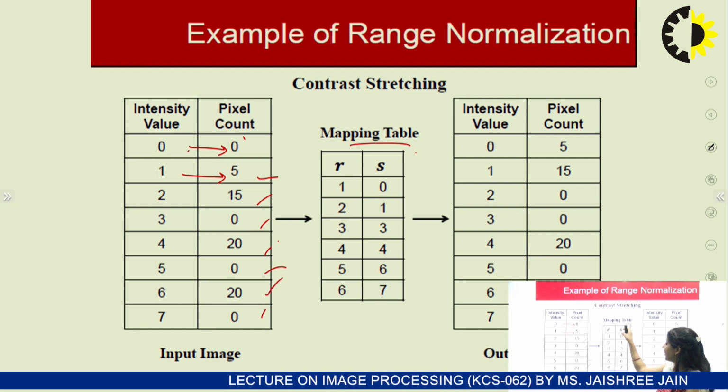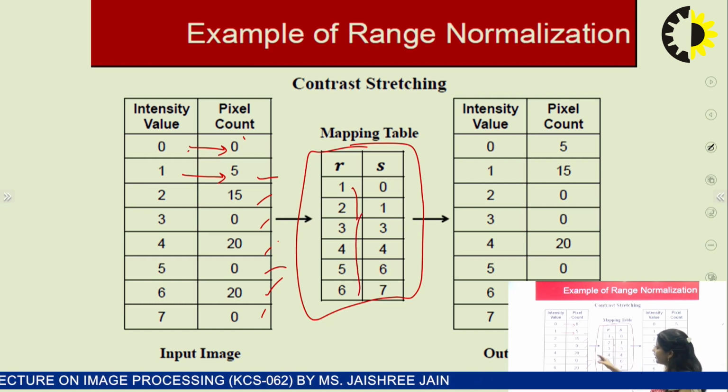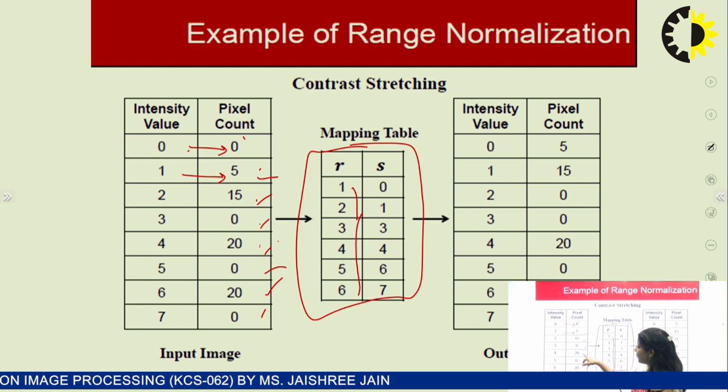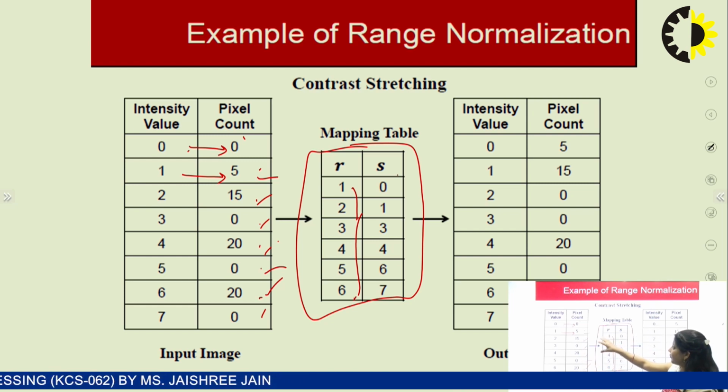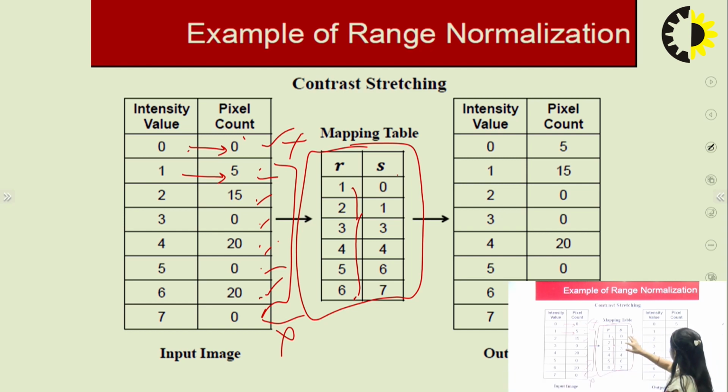This is the mapping table for contrast stretching. We have intensities 1, 2, 3, 4, 5, 6. This value is 0, this value is 0, so we eliminate these values and the range goes from 1 to 6. Then we have to map these values into the high contrast values. So this is the mapping table.